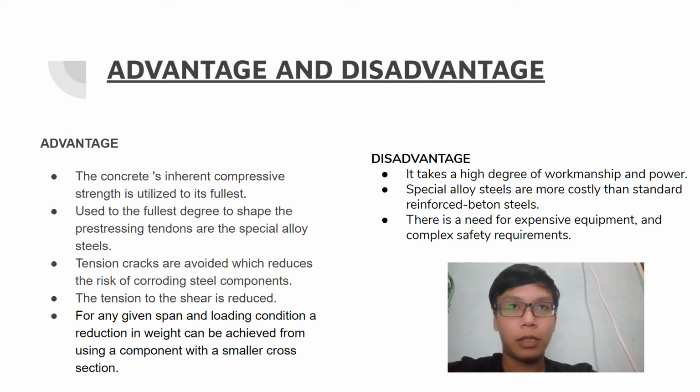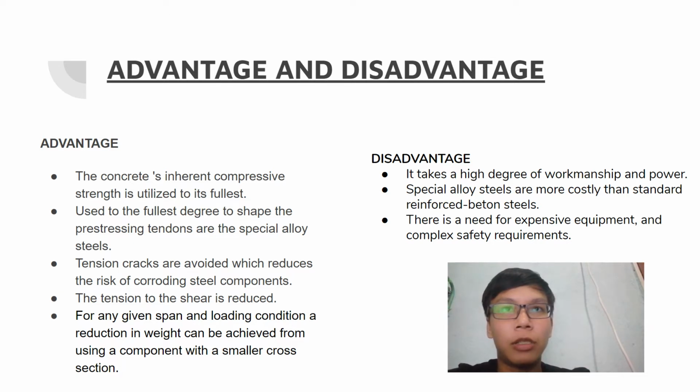Advantages and disadvantages. For the advantages, the concrete's inherent compressive strength is utilized to the fullest degree, and the prestressing tendons are made of special alloy steel. Tension cracks are avoided, which reduces the risk of corroding steel components. The tension due to shear is reduced, and for any given span and loading condition, a reduction in weight can be achieved by using a component with a smaller cross-section.